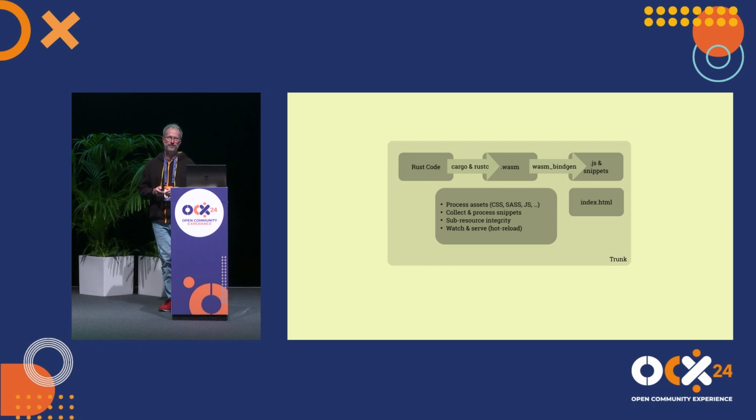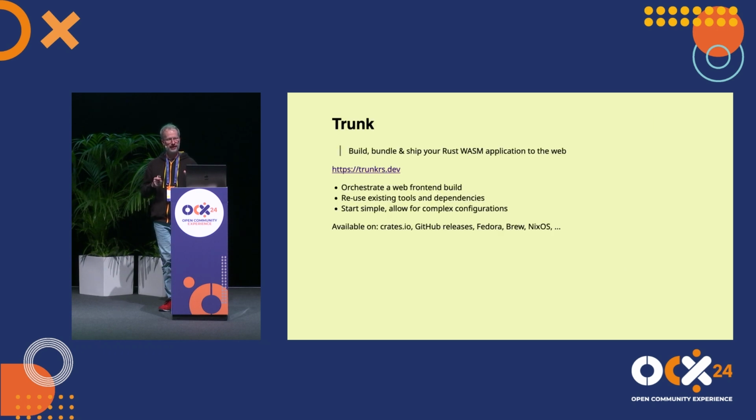And there is Trunk. Trunk is a tool that can enable you to do that. So Trunk basically is there to build, bundle, and ship your Rust WASM application to the web. WASM application, keep in mind, this is a front-end application, so we're not talking about any WebAssembly application that you run on the command line, but this is targeting web applications, front-end applications.